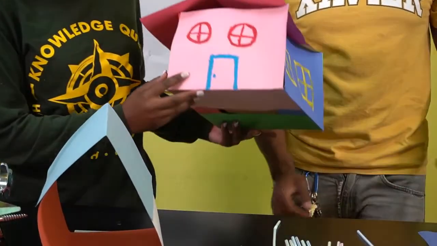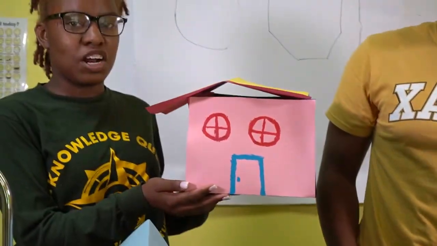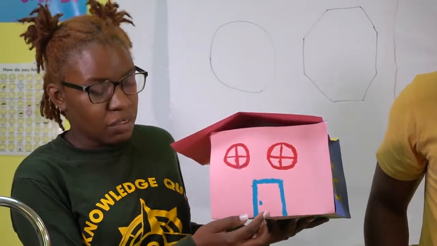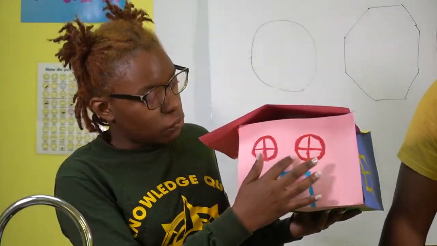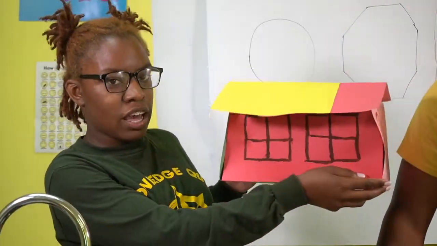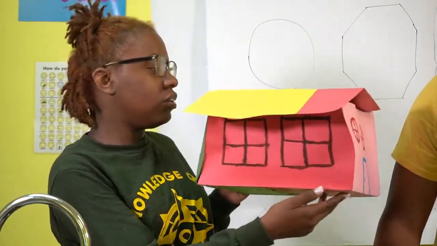Thank you, Mr. Terrell. So this is our model. As you see, we have a rectangle as our door. We have 2 circles as our window. And on the side, we also have square windows.